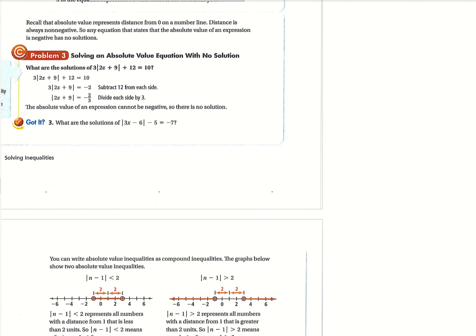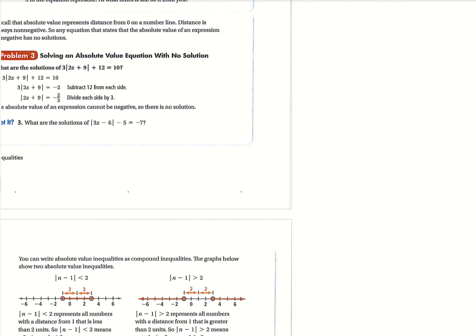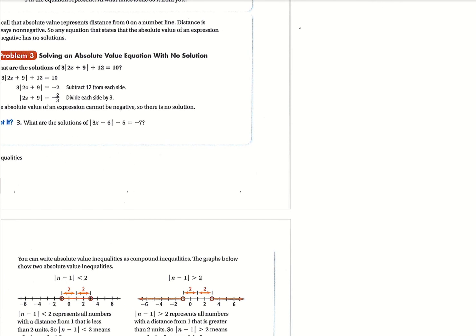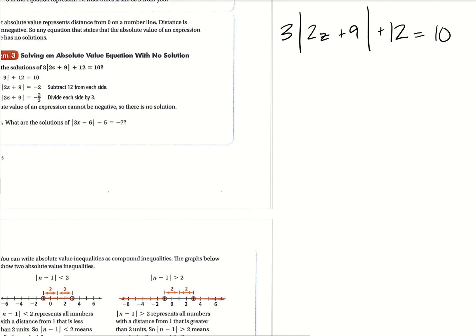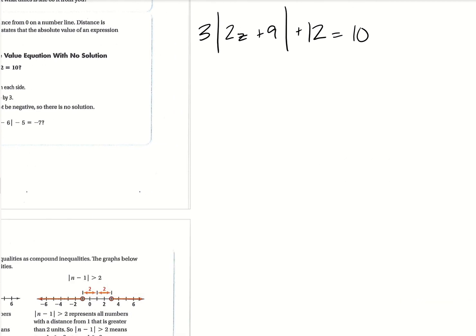All right, so problem 3. We have solving an absolute value equation that has no solution. All right, so we're going to do 3 times the absolute value of 2z plus 9, plus 12 equals 10. We're going to go ahead and start by just simplifying as much as we can. So first we will subtract 12 from both sides.